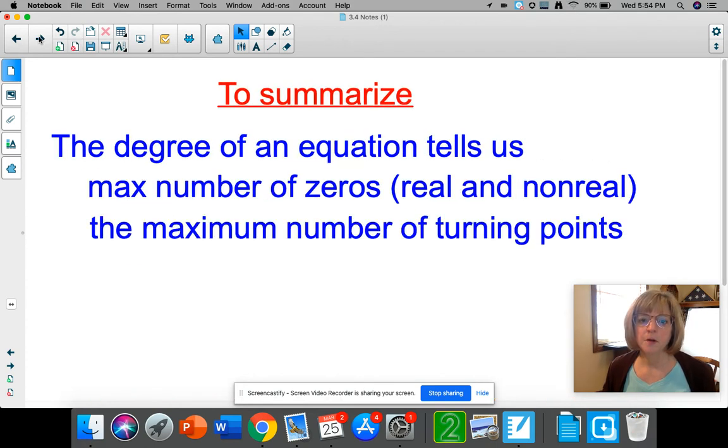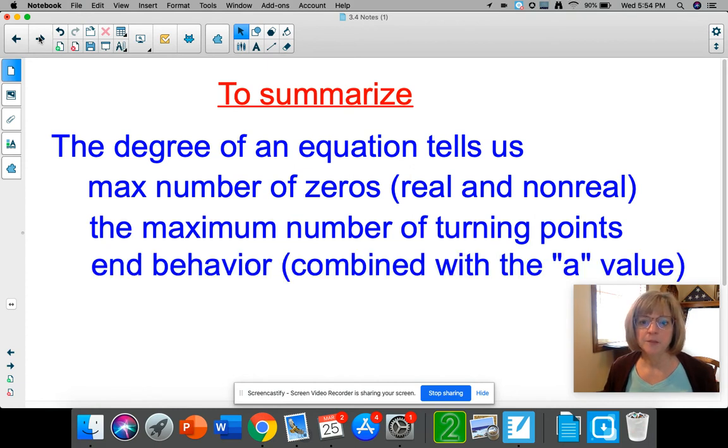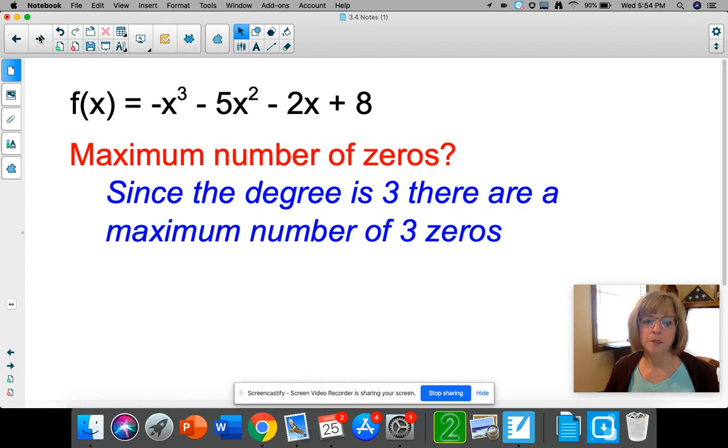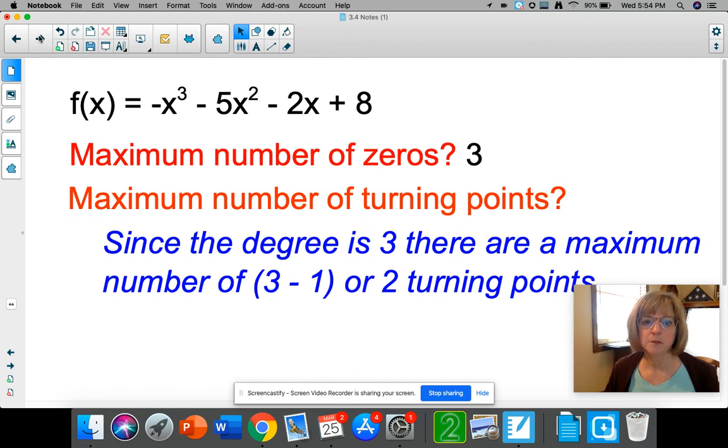So to summarize, our degree tells us the maximum number of zeros, the maximum number of turning points, and it also gives us some information about the end behavior, along with that leading coefficient or A value. So here's a quick example. What's the maximum number of zeros? Well, since the degree is 3, there will be a maximum number of 3 zeros. How about the maximum number of turning points? Again, the degree is 3, so there are a maximum number of 3 minus 1, or 2, turning points.